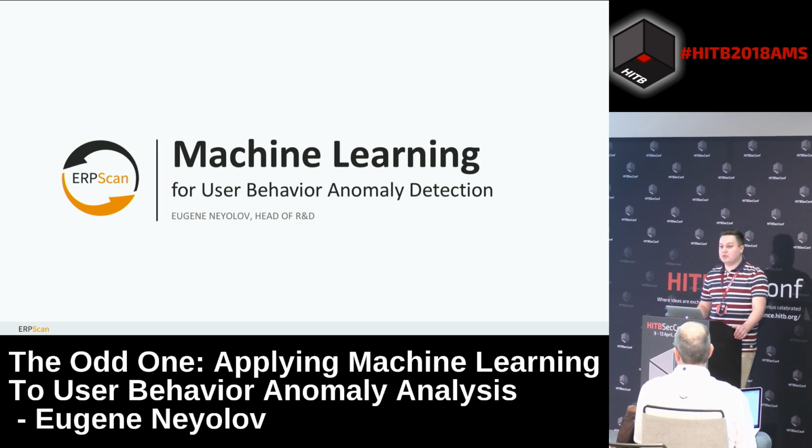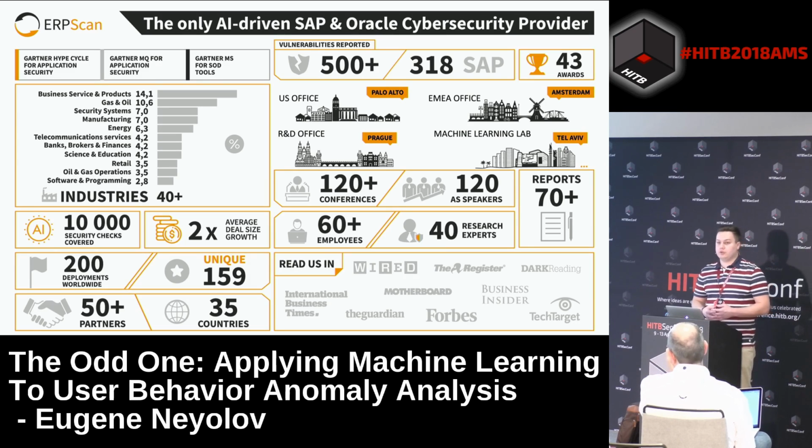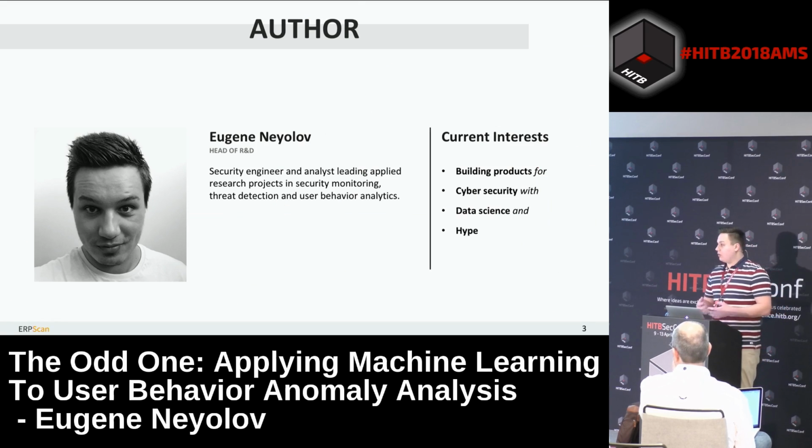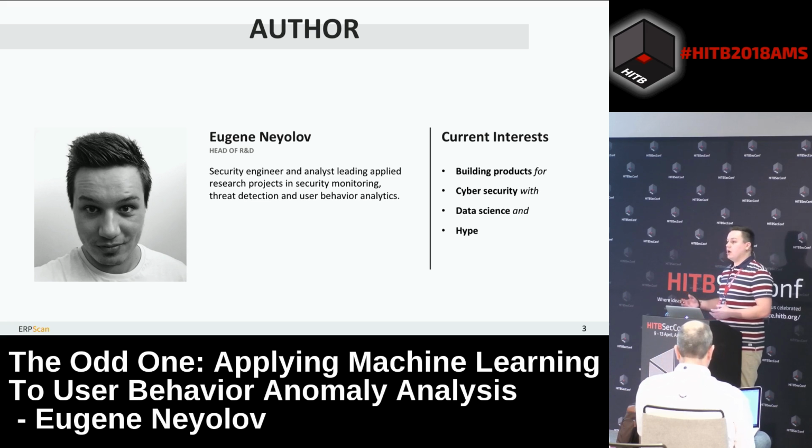My name is Eugene, and I work at ERPScan. At ERPScan, we do a bunch of security research in the field of ERP security and business application security. My role as head of research and development is to lead a team of security analysts, mathematicians, and developers to run experiments in security monitoring, threat detection, and user behavior analysis. Later on, our experiments may get into the main project.